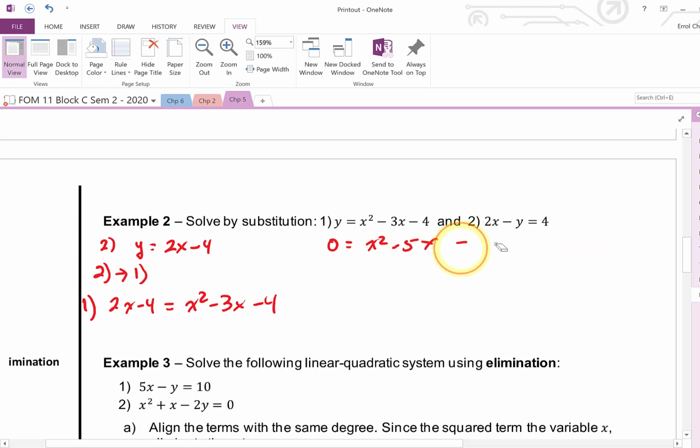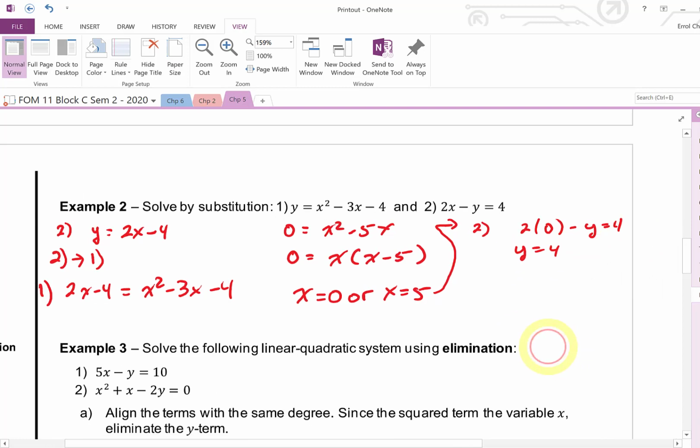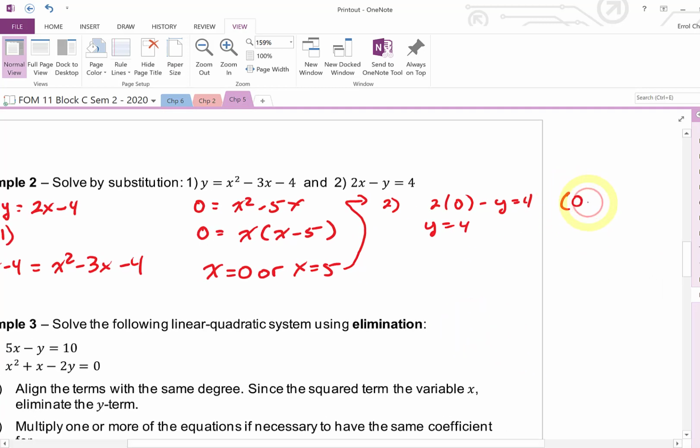And again, this is a quadratic equation, so one of the strategies is, of course, factoring. So what are the possible roots? The possible roots are x equals 0 or x equals 5. Now I'm going to verify this by substituting into my linear equation. So my linear equation, equation number 2, that's 2 times 0 minus y is equal to 4. Therefore, y is equal to negative 4. So that's one of my answers. So the solution is going to be an x value of 0, a y value of negative 4.